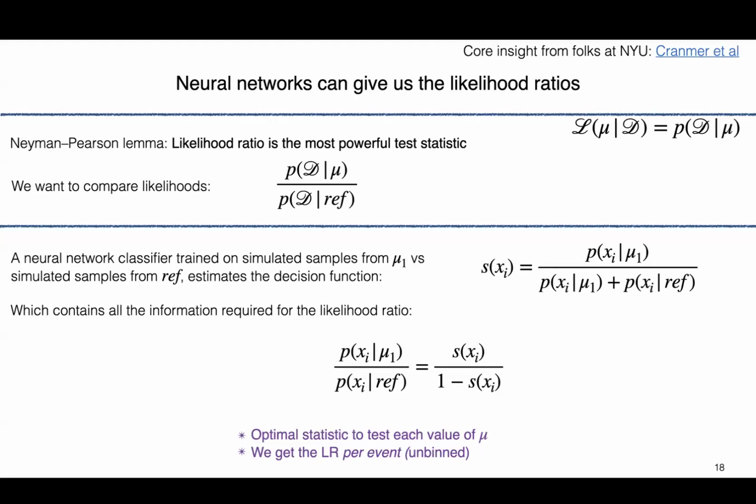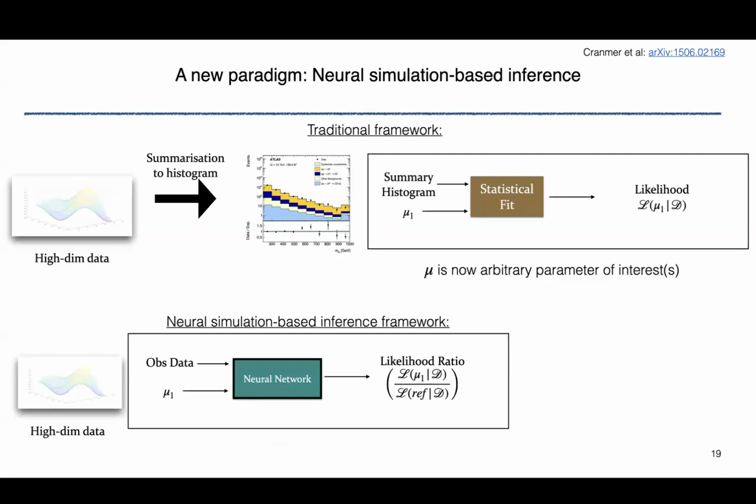I want to point out that this core idea actually came up at NYU. I think Kyle Cranmer and Gilles Louppe were here when they came up with this fundamental idea of using classifiers to get this kind of likelihood ratio. And we've now taken it to the full application. Cool. So this is the idea of neural simulation-based inference. Traditionally, we would take this high-dimensional data, summarize it into a histogram, give that to a statistical fit software.